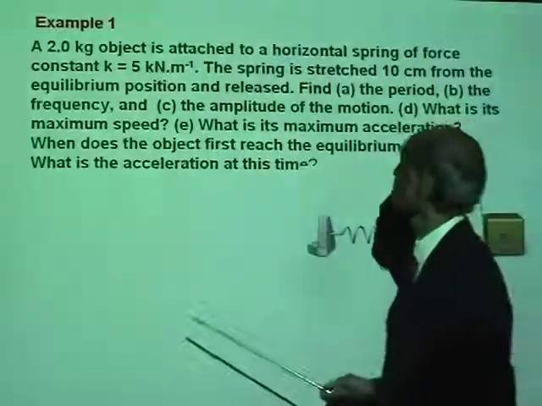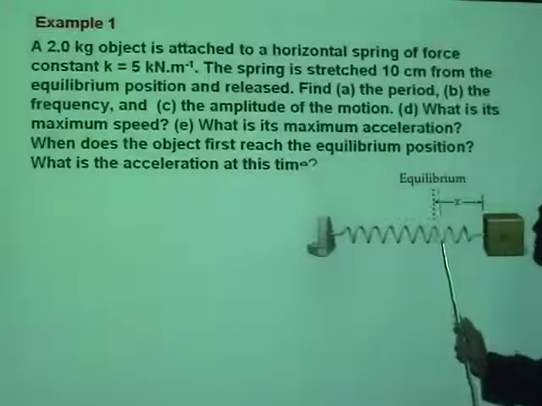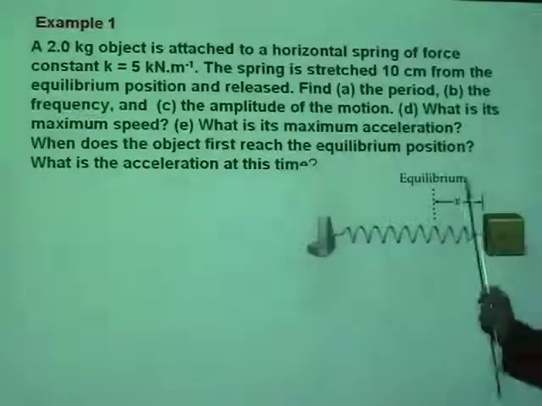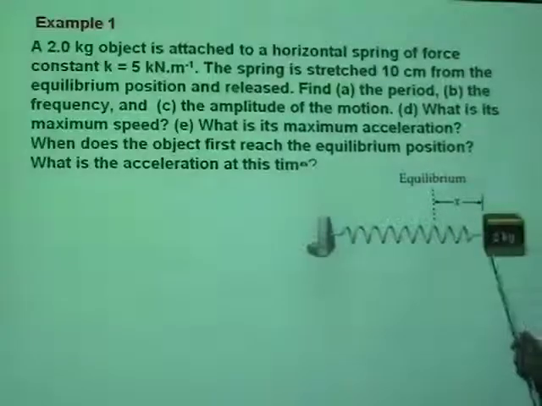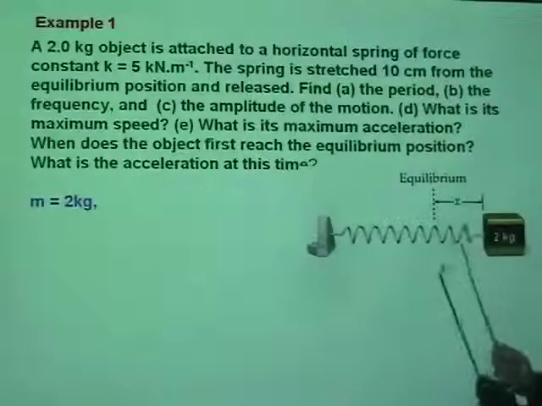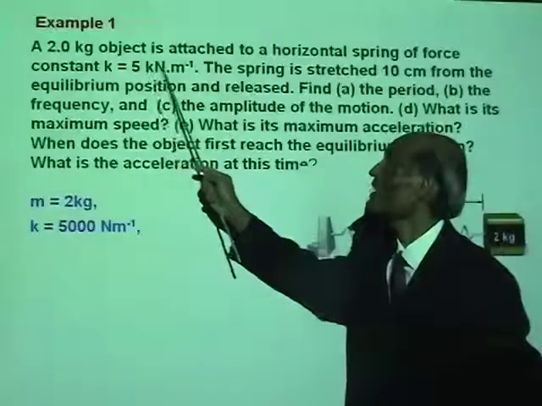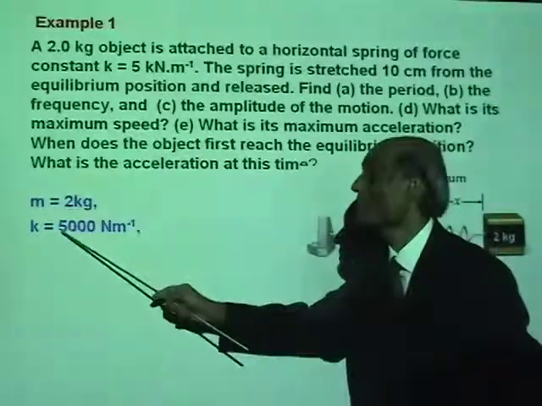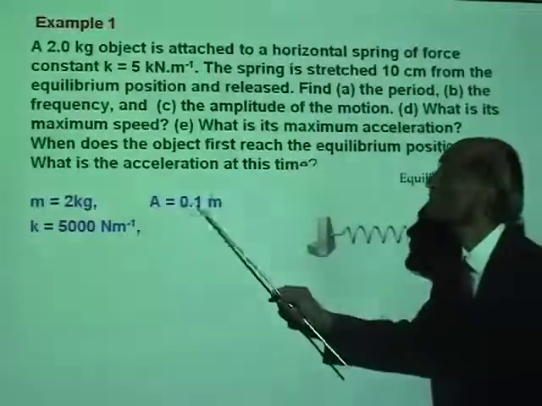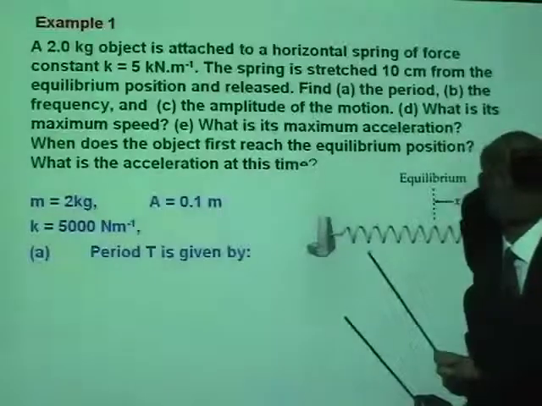Alright, let's do each of these. Here is the situation. This is the equilibrium position. And the object is pulled to the right a distance of 10 centimeters. Mass of the object is 2 kilograms. The spring constant is K equal to 5 kilonewton per meter, 5,000 Newton per meter. Amplitude is the maximum displacement, 0.1 meter.